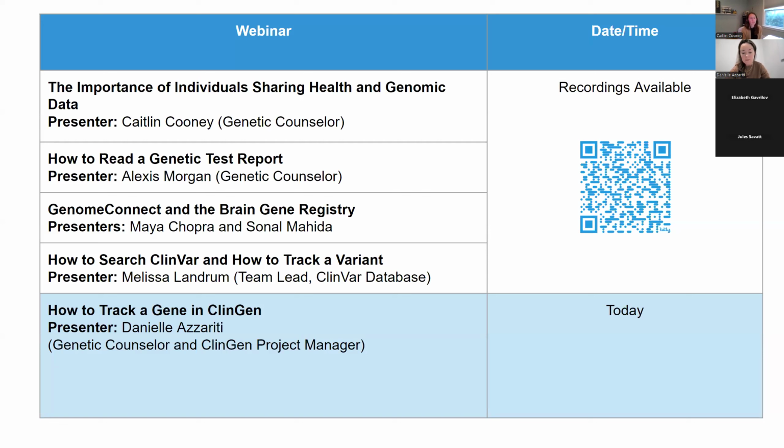So we have done this year the importance of individuals sharing health and genomic data. Alexis Morgan led a great talk on how to read a genetic test report. We had guest speakers Maya Chopra and Sonal come and talk to us about the Brain Gene Registry, which is a patient advocacy organization that GenomeConnect partners with. And then last month, Melissa Landrum led a talk on how to search ClinVar and how to track different variants in ClinVar. And then today we are expanding on that, and we are going to talk a little bit more about how to track a gene in ClinGen.